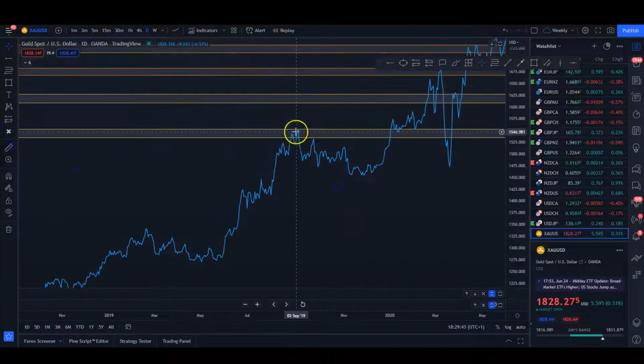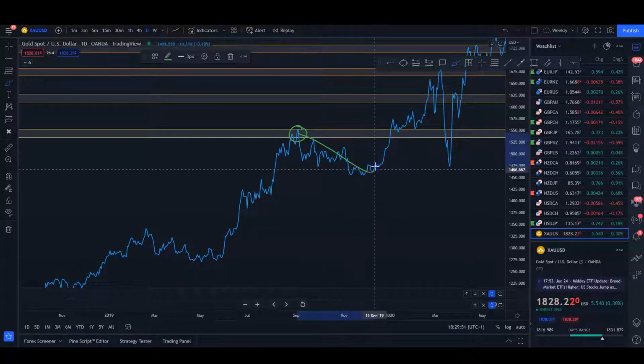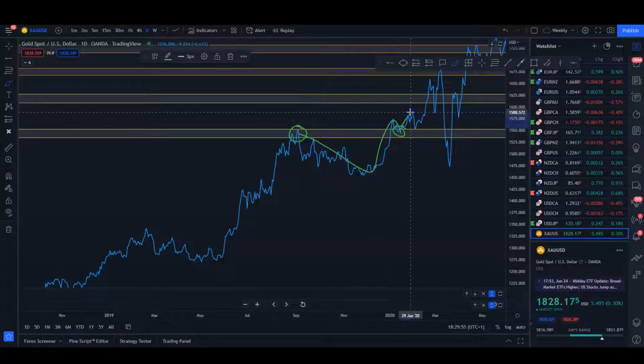Okay, so this is the first area we marked up, and this is now 2019. Price comes into this bottom one, rejects off it like we thought. You can see price comes up, it retests the other side, and then it retests again, and then it goes through the area the other side.